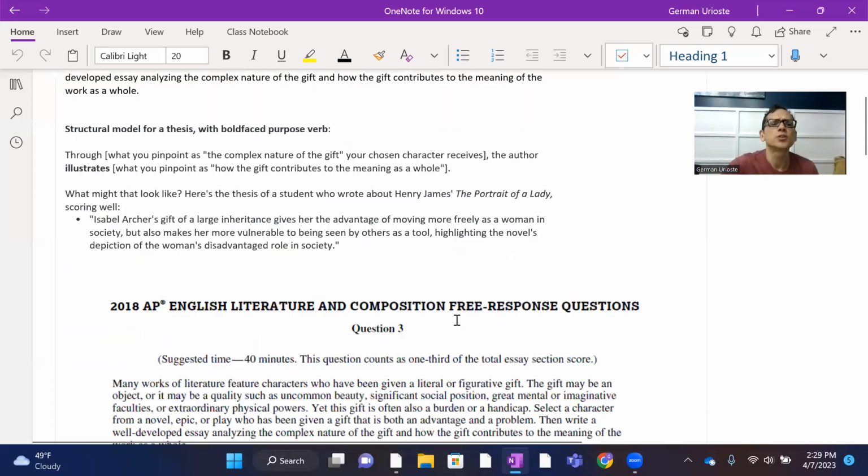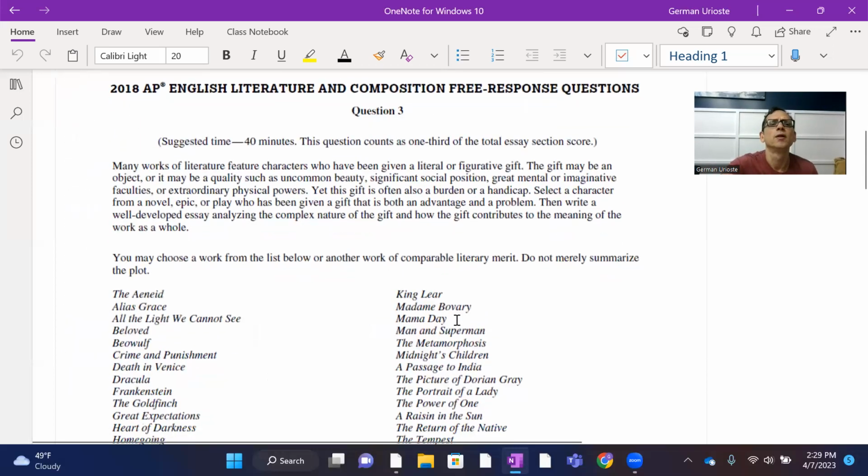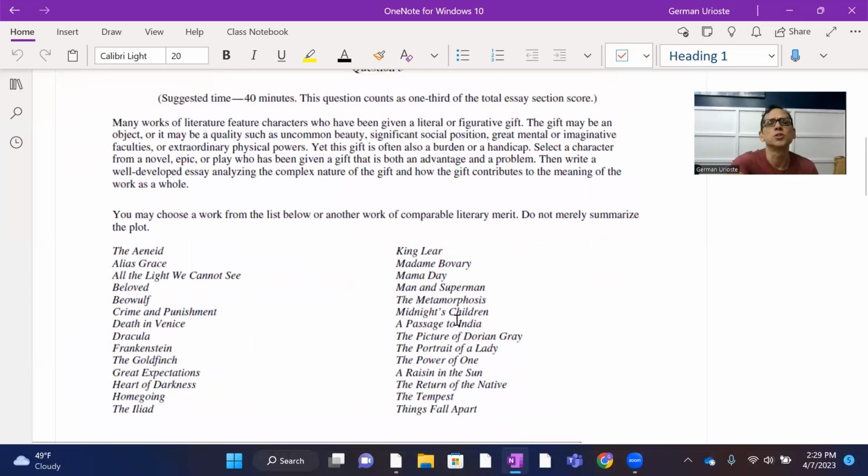So first of all, here's the 2018 one. And notice that's what it looks like. There's a prompt here on top. And then it's always going to say, you may choose a work from the below list or another work of comparable literary merit. Don't summarize a plot, and then they give you a couple of columns. Again, you may not know any of these books, and that's fine. You will know at least 3, maybe 4 books of literary merit, and one of those should be able to fit the prompt here in some fashion.